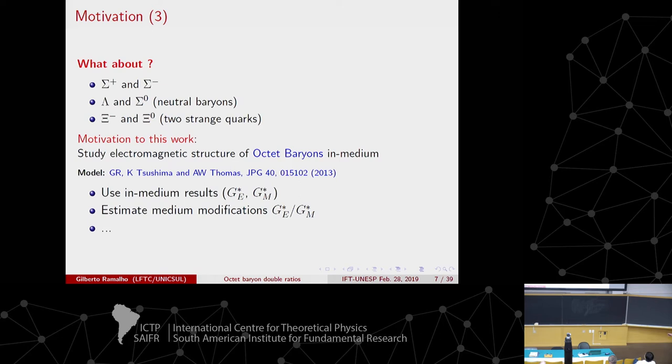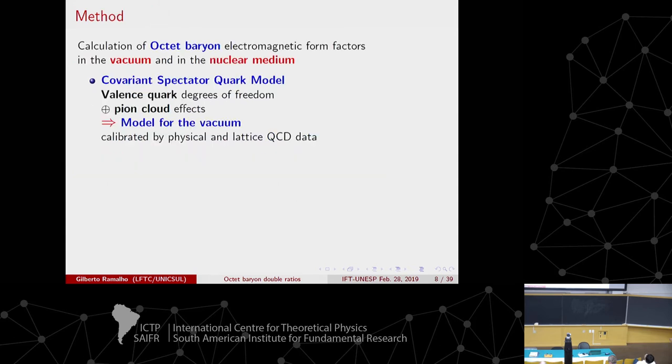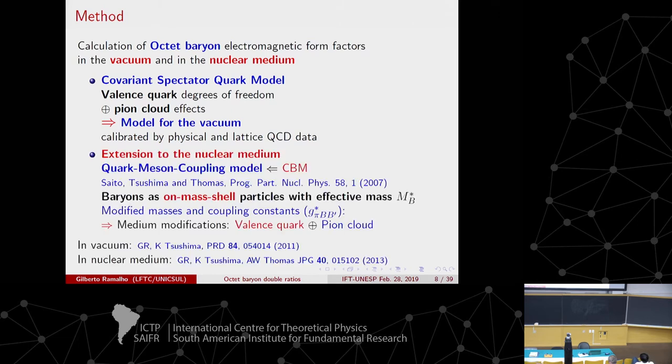We start with a model developed some time ago, use those results, and look for the medium modifications in this ratio. The method that we use is based on what we call the covariant spectator quark model. This is a model for the quark degrees of freedom, but it also includes a component associated with the pion cloud. The model was first developed for vacuum, calibrated with physical and lattice QCD data, and then extended to the medium with the help of the quark-meson coupling model that Kazuo introduced already, which is also related to the MIT bag model.